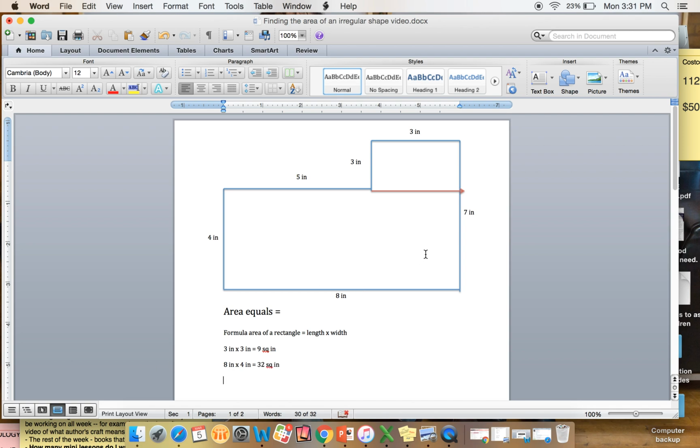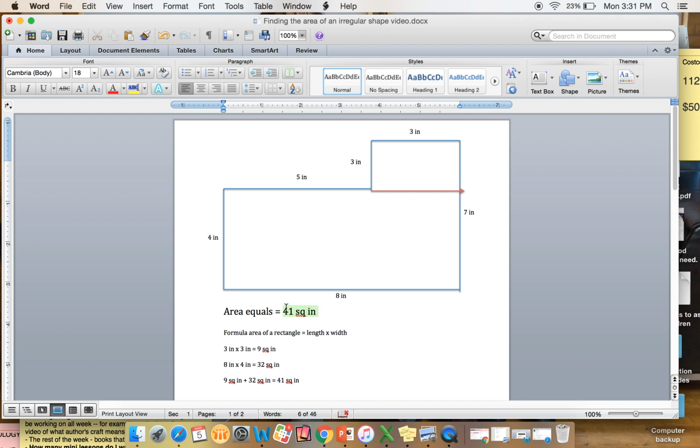To find the area of this entire irregular shape, we need to take our two answers and add them together. So we're going to take 9 square inches plus 32 square inches. And that equals 41 square inches. So the area of this irregular shape is 41 square inches.